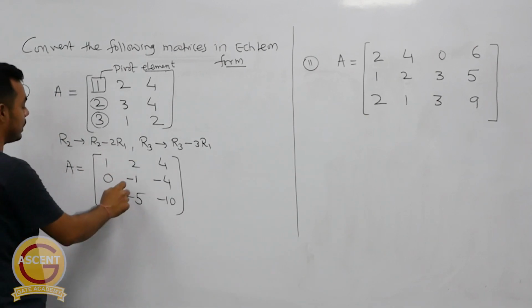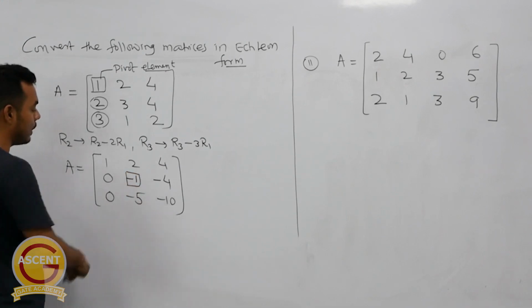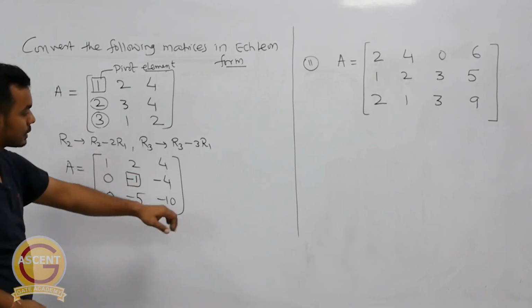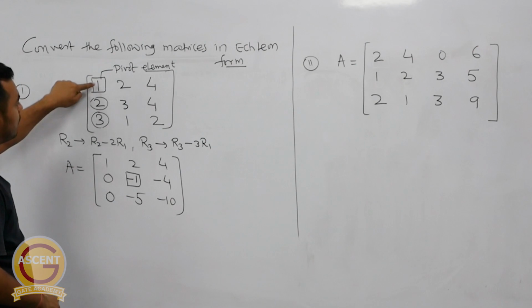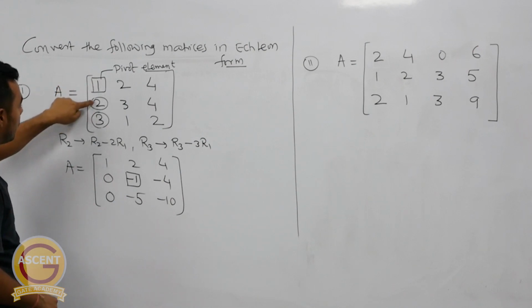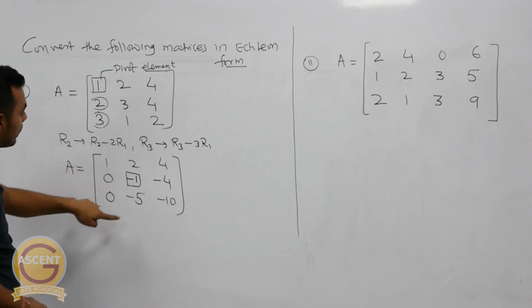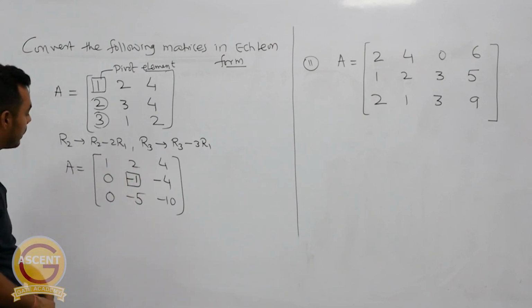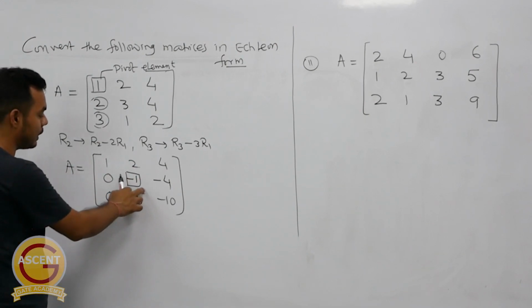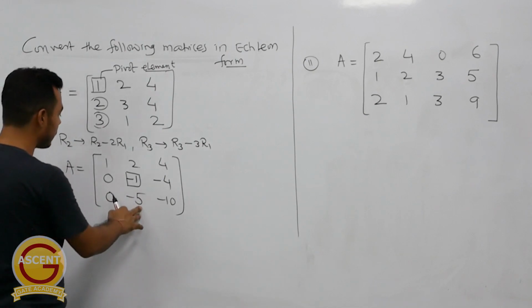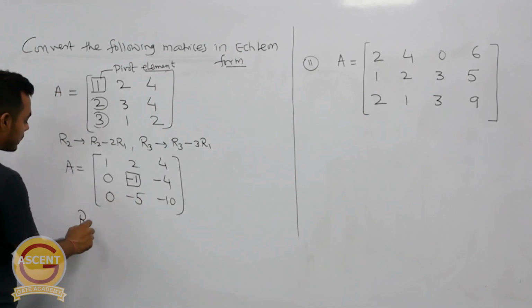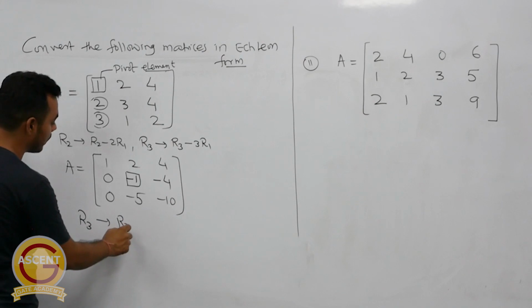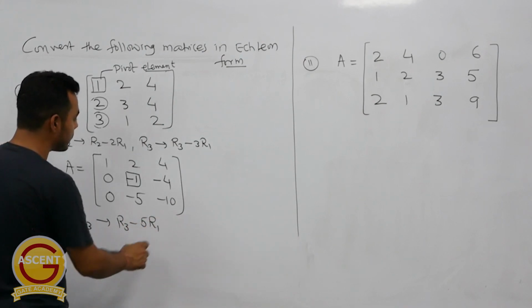Now next we have to concentrate on this element in second row, second column. We have to move along this diagonal. So we started with element in first row, first column. We have converted these elements to 0. Now we have to move to this element minus 1. This is our next pivot element. And we have to convert this minus 5 to 0. So for that we are going to perform the operation. R3 goes to R3 minus 5 times R2.